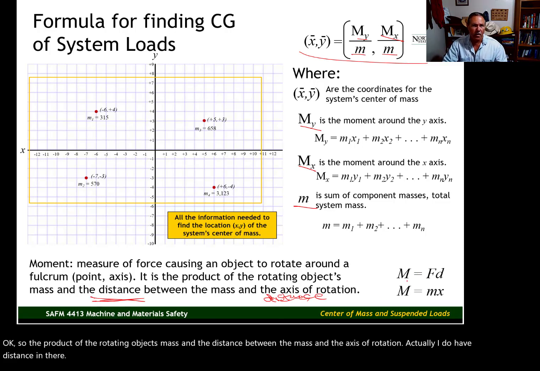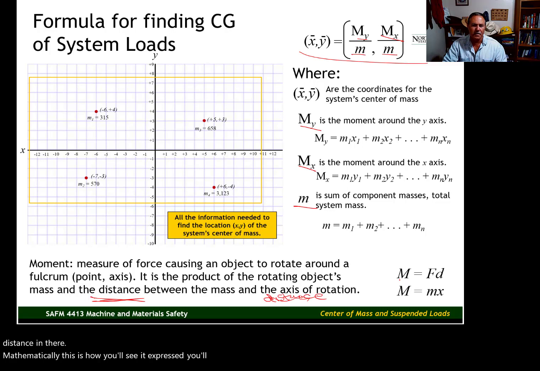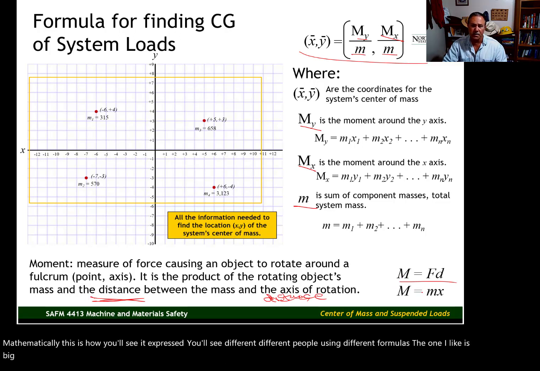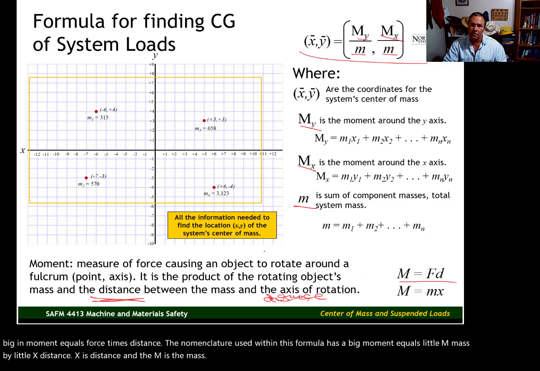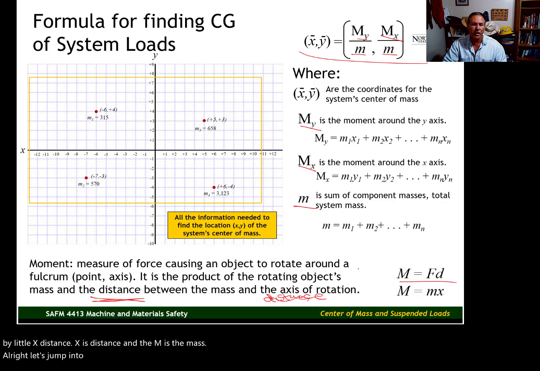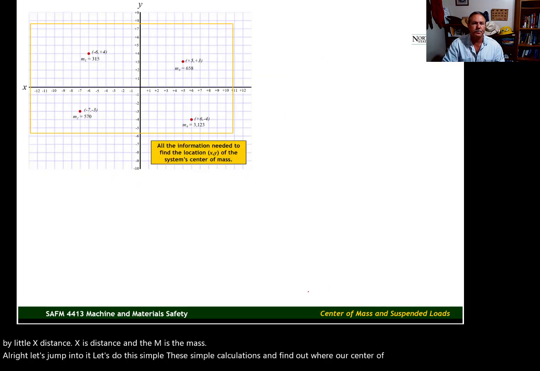Mathematically, this is how you'll see it expressed. You'll see different people using different formulas. The one I like is big M moment equals force times distance. The nomenclature used within this formula has big M moment equals little m mass by little x distance. X is distance and the m is the mass. All right, let's jump into it. Let's do these simple calculations and find out where our center of gravity is for this system.